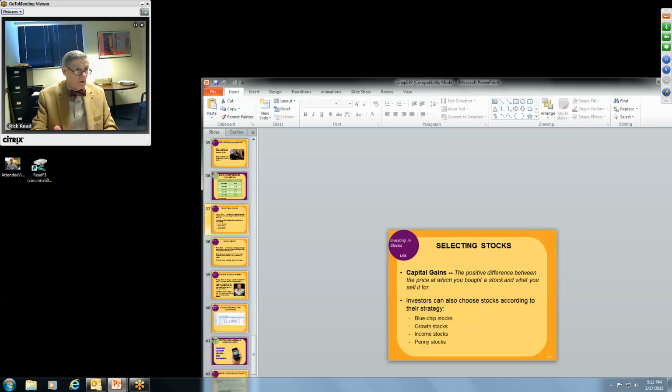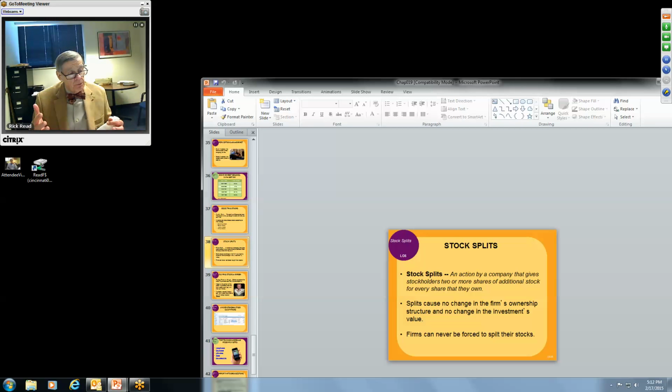There's a number of types of stocks and how people choose them based upon their returns over a period of time. Blue chip stocks tend to be more solid. Growth stocks are exactly what they say. Income stocks are again what they say, and penny stocks are what they say. They buy them for pennies. And if they go real well, you can make a lot of money. And if they don't go real well, you won't lose a lot of money.